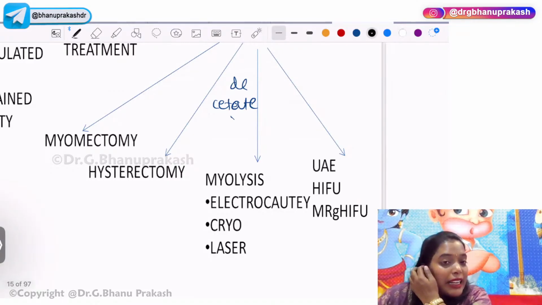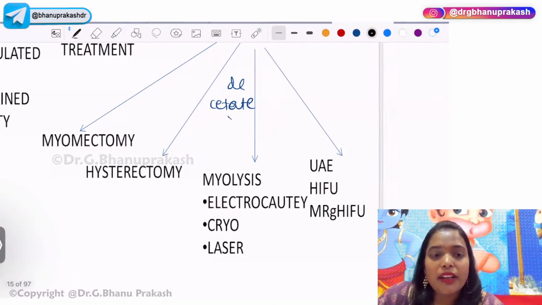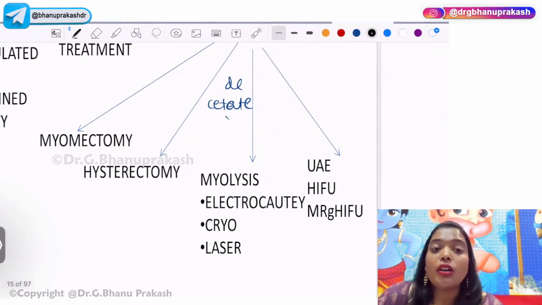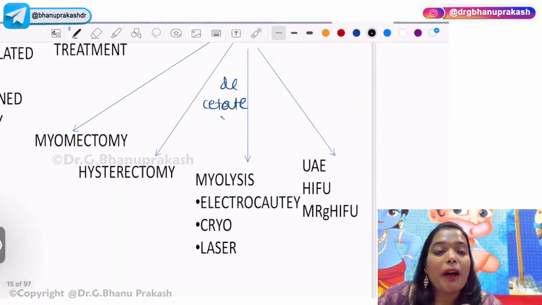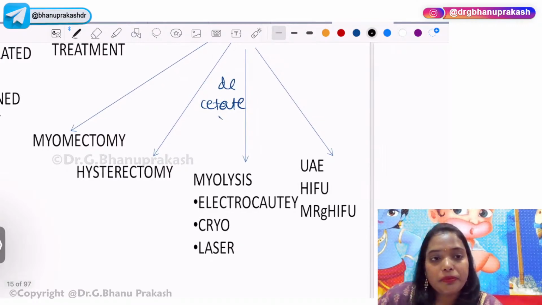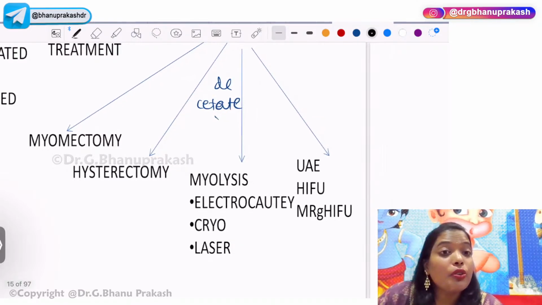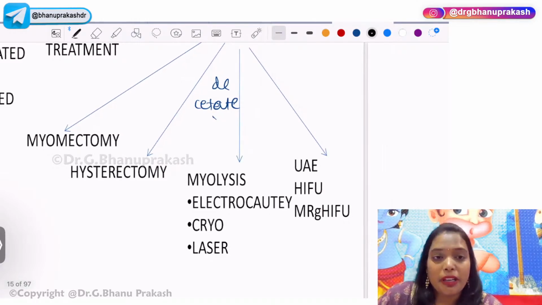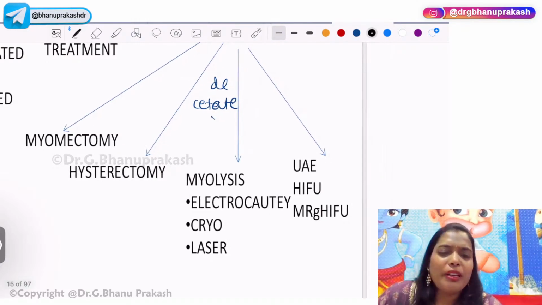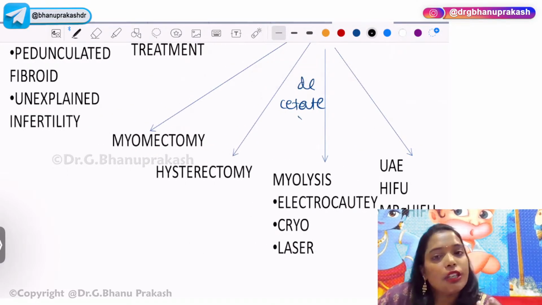If somebody is nulliparous, whatever might be the size or site of the fibroid, if she is nulliparous and she wants to conceive in the future, then what are we going to do? We are going to go for myomectomy. Complete removal of the fibroid, but the uterus will be left in situ. That is called myomectomy. Somebody whose family is complete, 50 years, and they are fed up with this fibroid and the uterus, you can do hysterectomy.